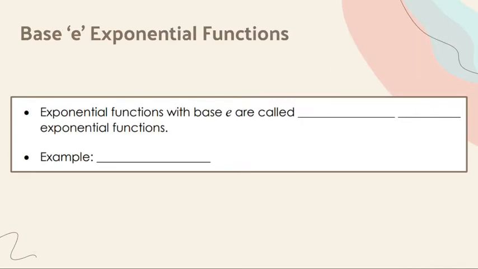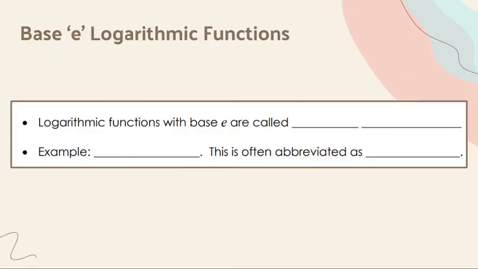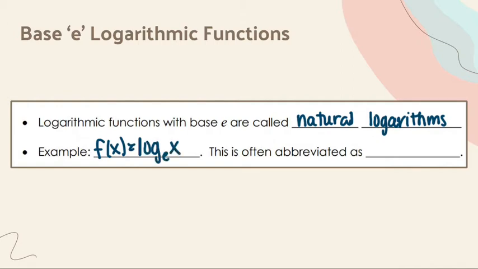Exponential functions with base e are called natural base exponential functions. For example, f of x equals e to the x power would be a natural base exponential function. Logarithmic functions with base e are called natural logarithms. For example, this would look like f of x equals log base e of x.